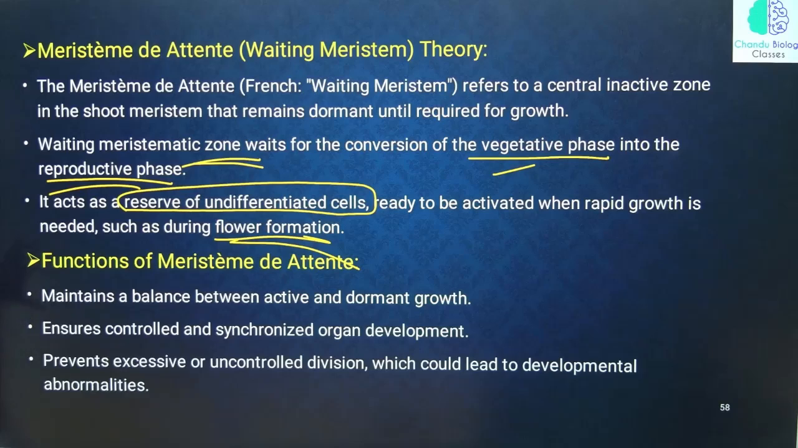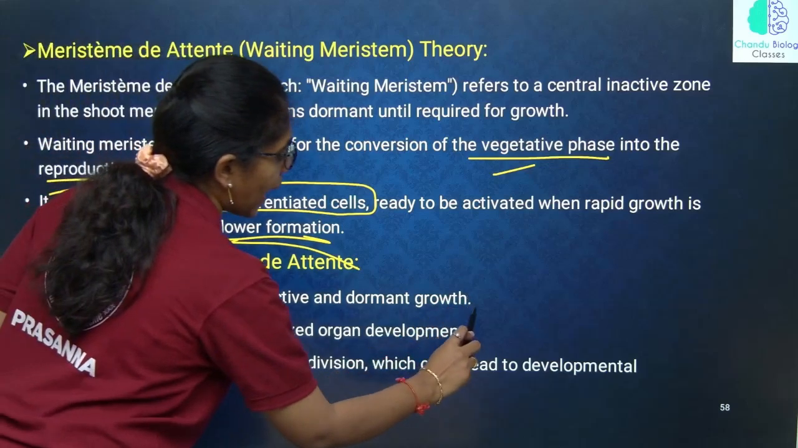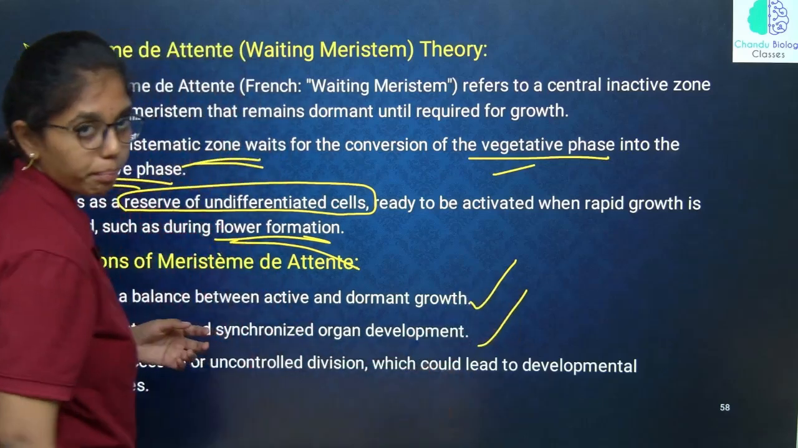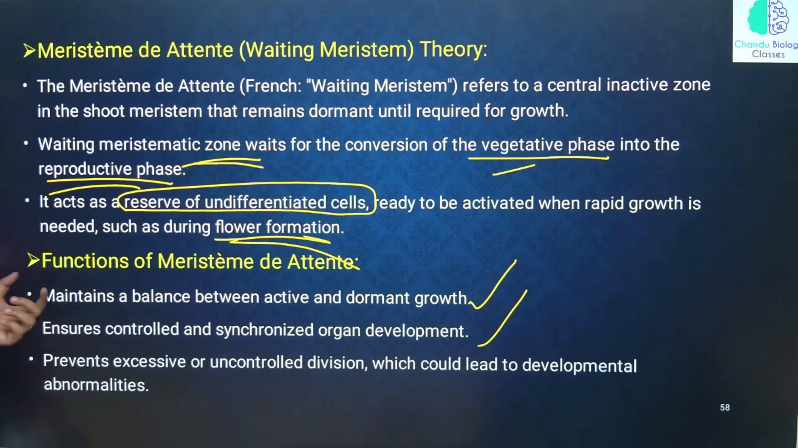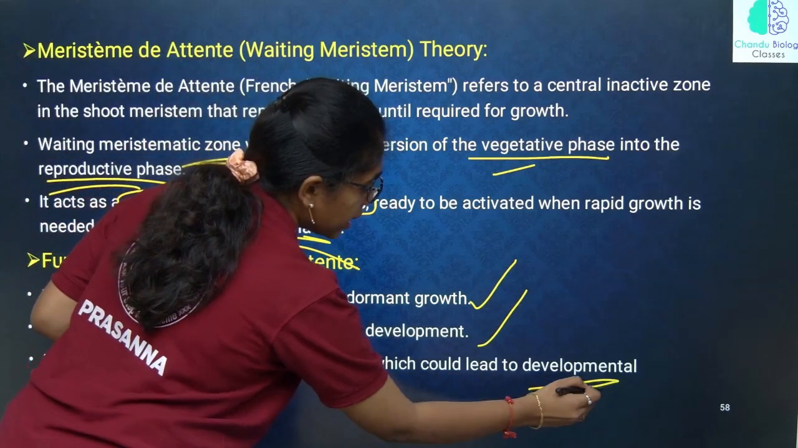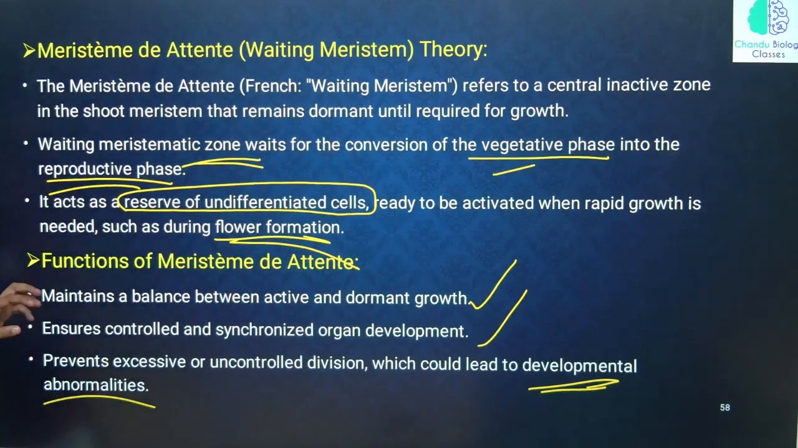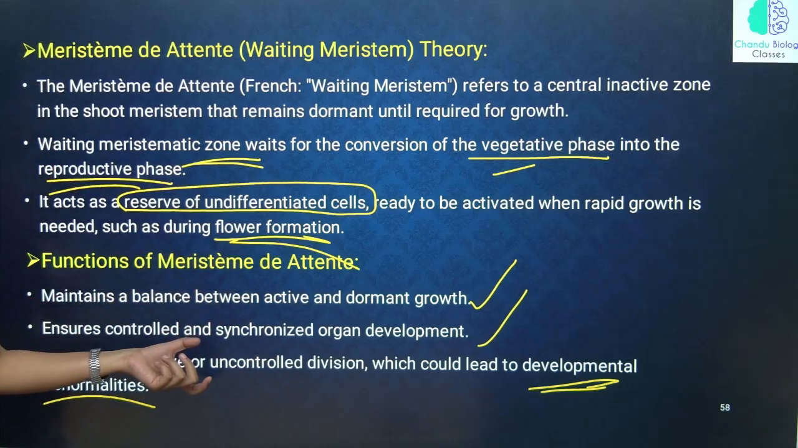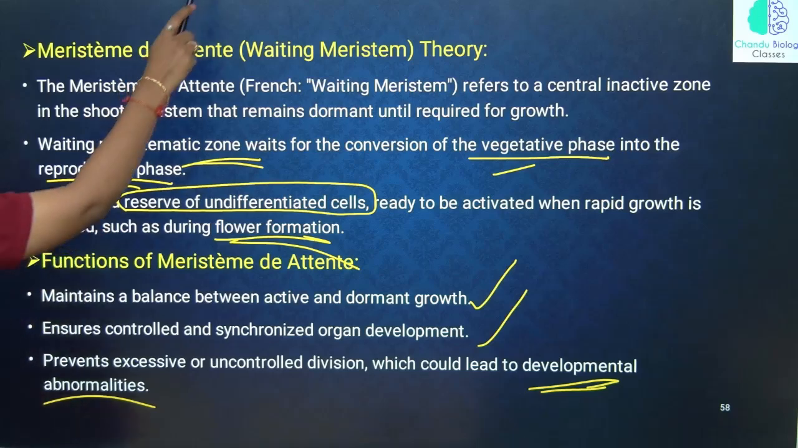Major functions of Meristem d'attente, or the waiting meristem: it maintains the balance between active and dormant growth. Second, it ensures controlled and synchronized organ development. Third, it prevents excessive or uncontrolled division, which could lead to developmental abnormalities. It prevents developmental abnormalities by maintaining a proper balance between active and dormant growth.